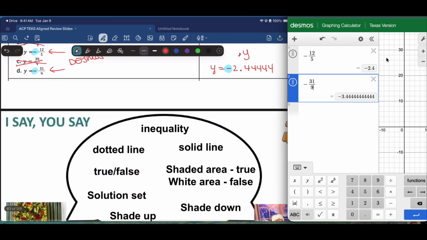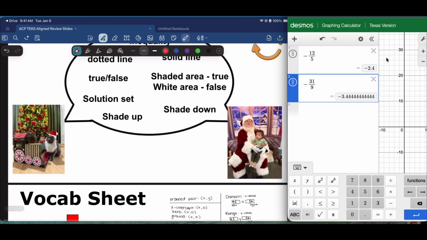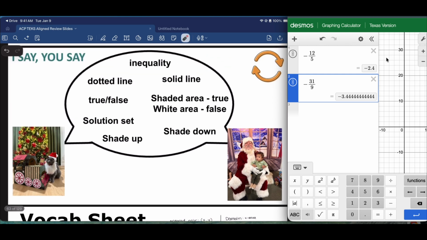All right, so now let's look at the next one. Now we're going to enter into 3D inequalities. I have inequality, dotted line, solid line, true, false, shaded area, which is always true. The white area is always false. Solution set, shade down, shade up.